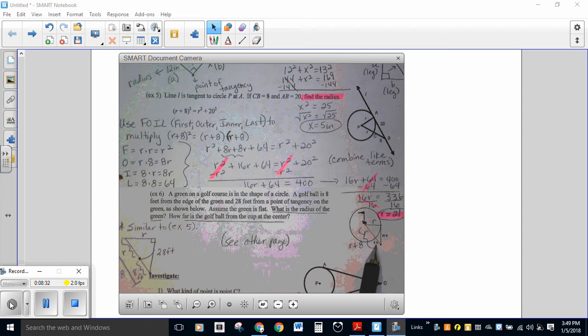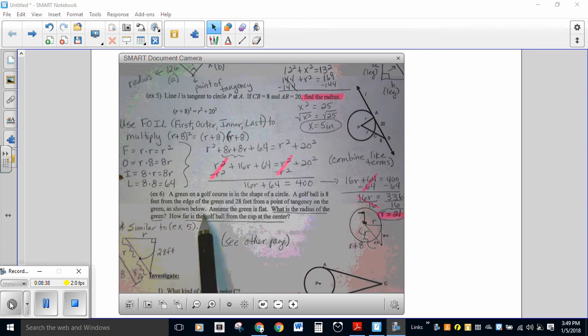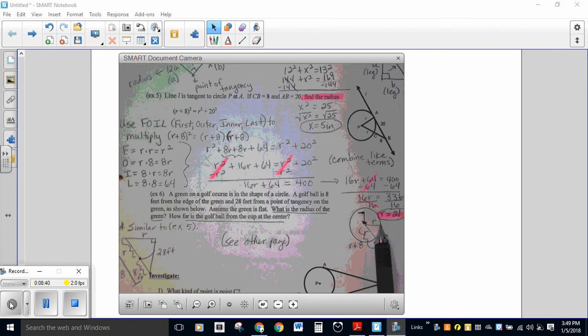And 28 feet from a point of tangency on the green as shown below. So from here to a point on the circle, which is your point of tangency, is 28 feet. What is the radius? So that's the radius right here from the cup or the hole to the side of the circle or the green. So there's your radius of the green.